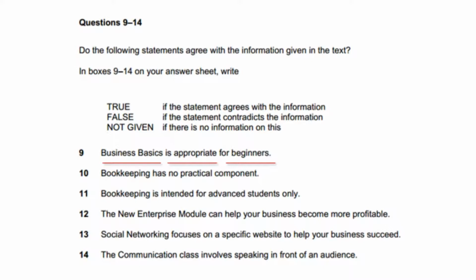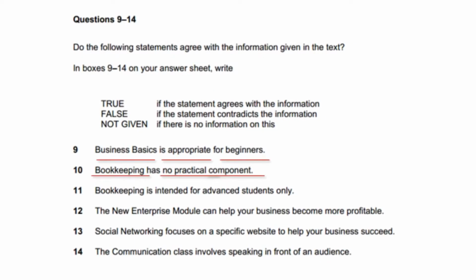We need to work out whether this statement is true, false, or not given based on the information given in the text. So first underline any keywords in the statement. I would underline bookkeeping and no practical component. The answer for number 10 should appear after where we found the answer to number 9, so you only need to read from this point.